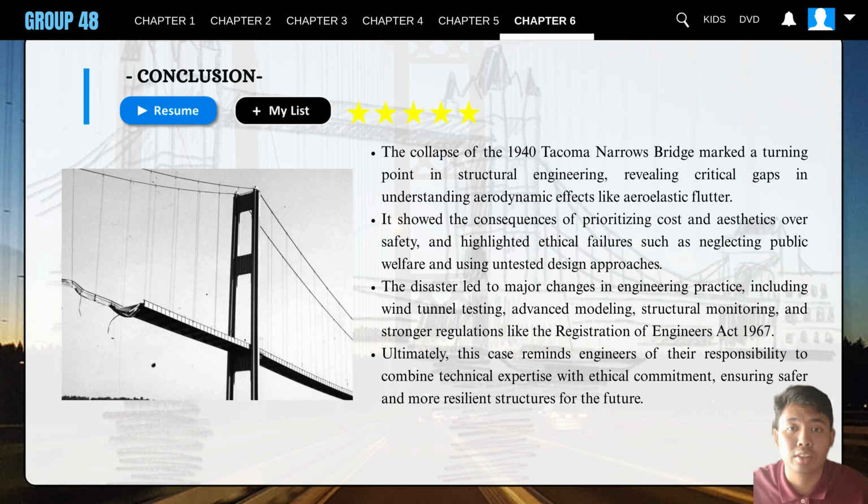In conclusion, the collapse of the 1940 Tacoma Bridge marked a turning point in structural engineering because it showed the consequence of prioritizing cost and aesthetics over safety. So this led to major changes in engineering practice and stronger regulation like the Engineers Act 1967. Ultimately, this case reminds all engineers of their responsibilities to combine technical expertise with ethical commitment, ensuring safer and more resilient structures for the future.